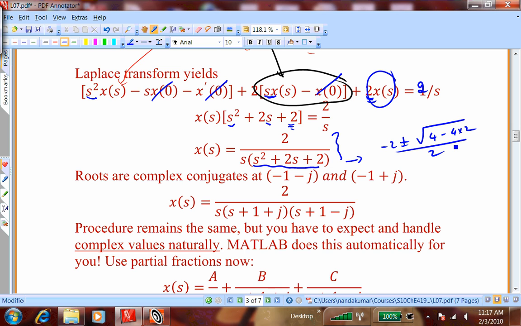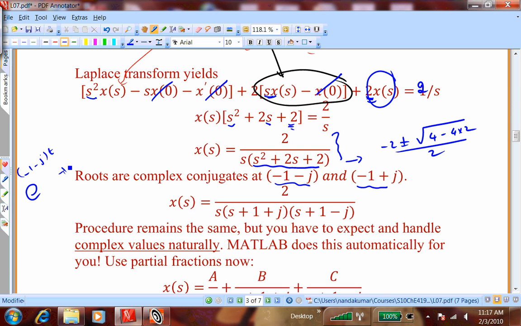So here you have 4 times 4 minus 8, so you have minus 4, square root of minus 4. That's the one that gives you the complex root. Okay? So there is a pair of complex roots, minus 1 minus j, minus 1 plus j. The solution is still going to be given by something like e to the power of (minus 1 minus j)t plus another term, which will be e to the power of (minus 1 plus j)t.